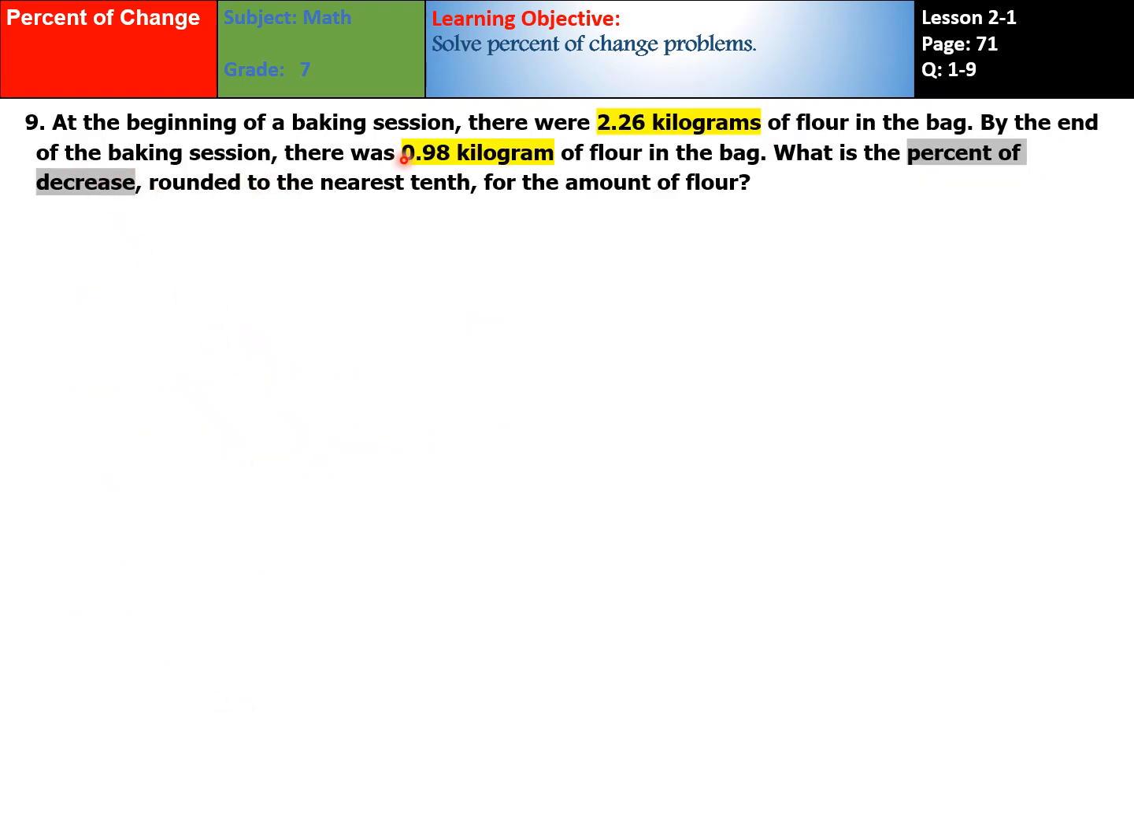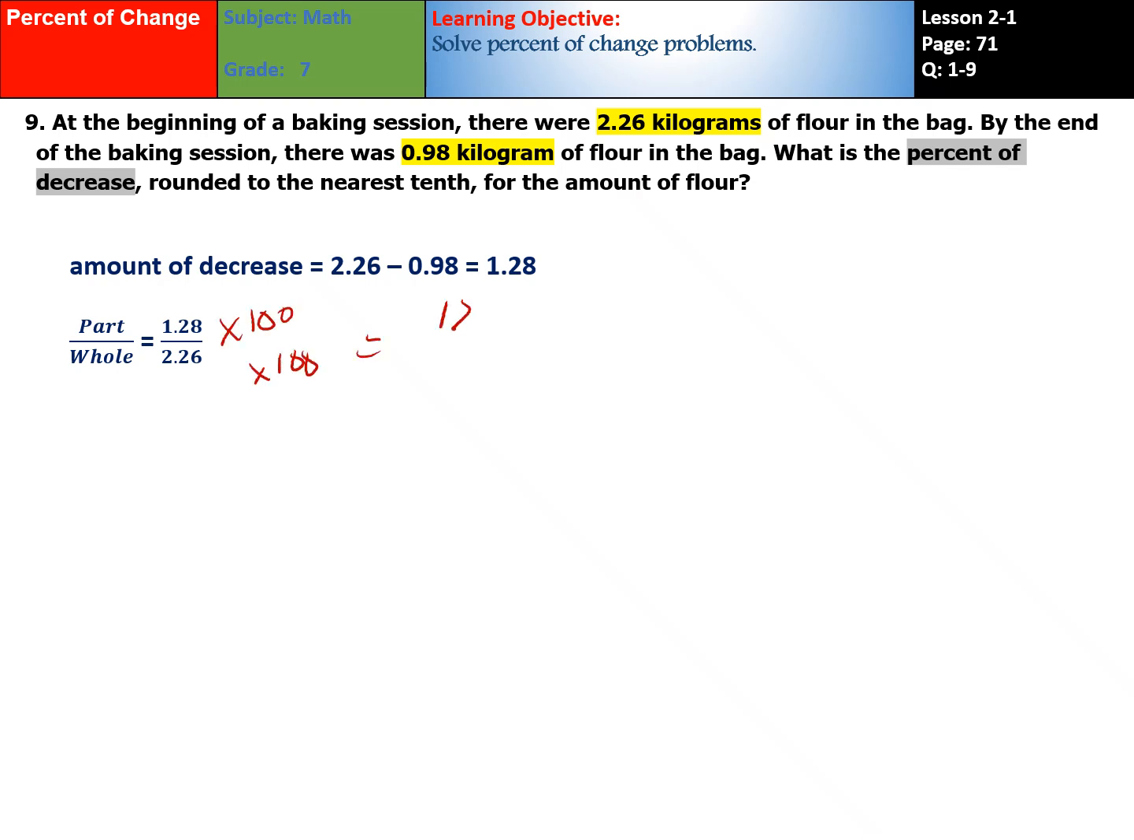At the beginning of the baking session, there were 2.26 kilograms. When the baking session ended, there was 0.98 kilograms. What is the amount of decrease? First step, subtract them. Then, what is your equation? 1.28 over 2.26. Here again, you can directly multiply at this step by 100 and 100.